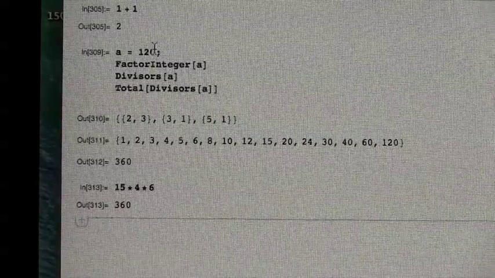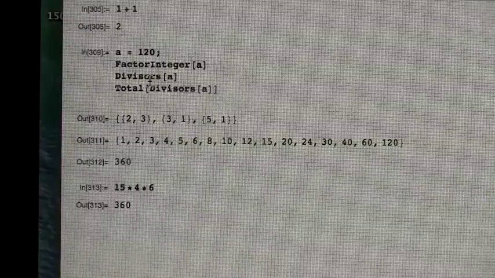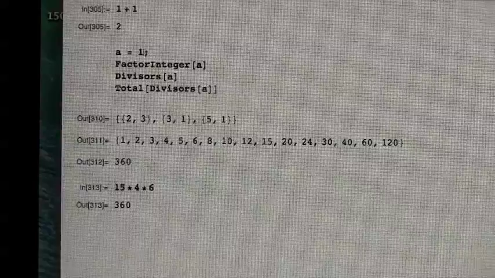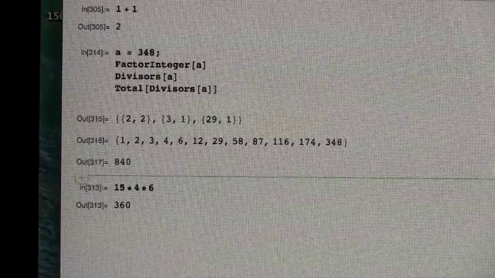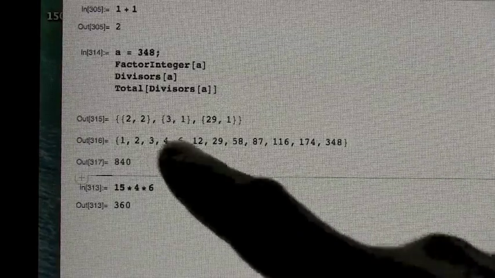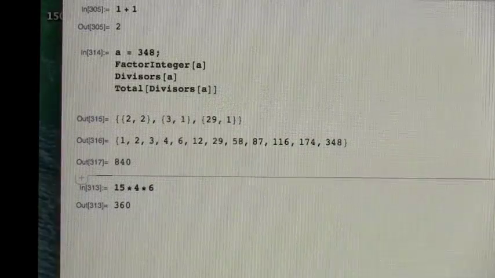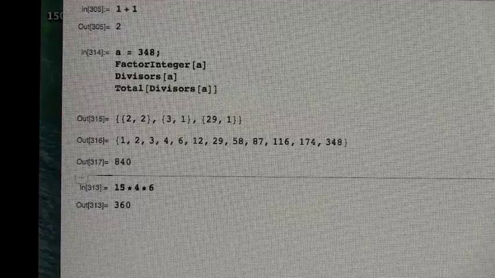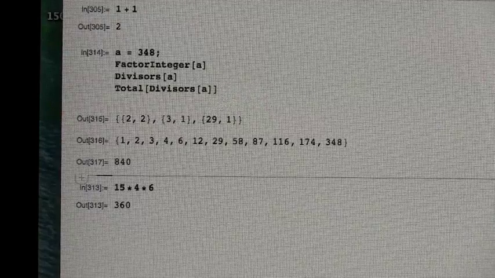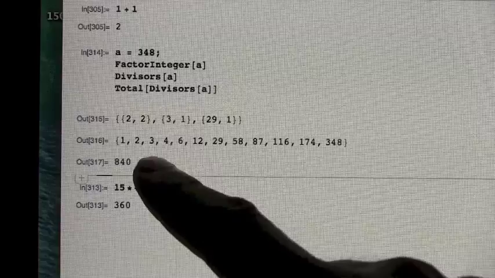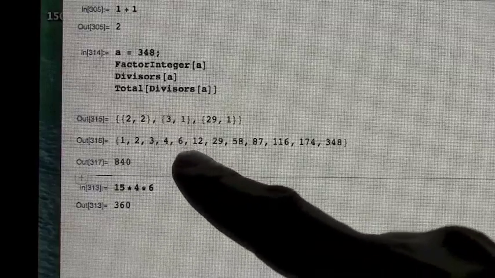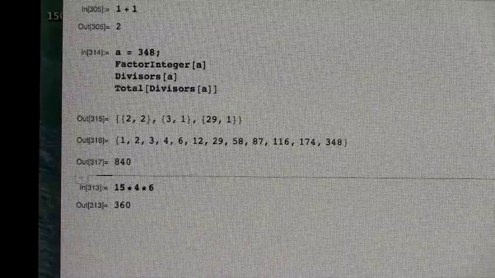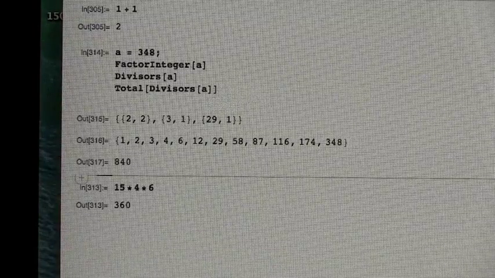Give me an integer. Let's say 348. Ooh, good one. Okay, so 348 factors into 2 squared times 3 times 29. Did you pick 348 because you have all the multiples of 29 memorized? No. Okay. The divisors of 348 are 1, 2, 3, 4, 6, 12, 29, 58, 87, 116, 174, 348. Big numbers. Yeah, and they add up to 840.